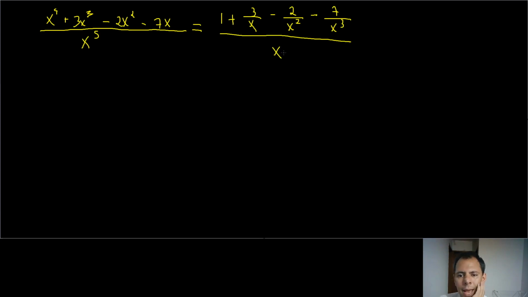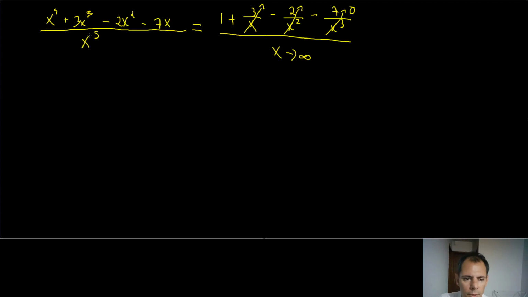Okay, now as x approaches infinity, you have 3 divided by infinity, so this goes to 0, minus 2 divided by infinity squared, so this goes to 0, minus 7 divided by infinity cubed, this goes to 0. So what do you have in the end? You have 1 divided by infinity, which is just 0.